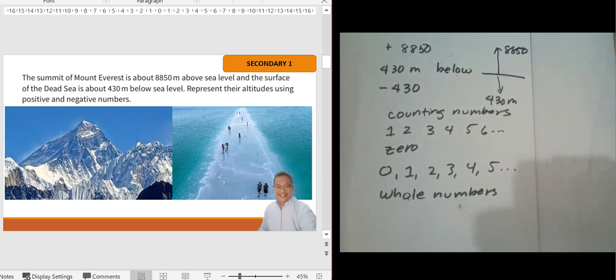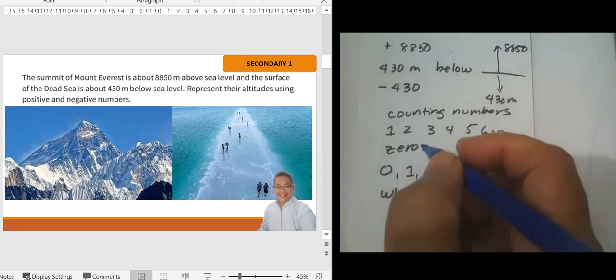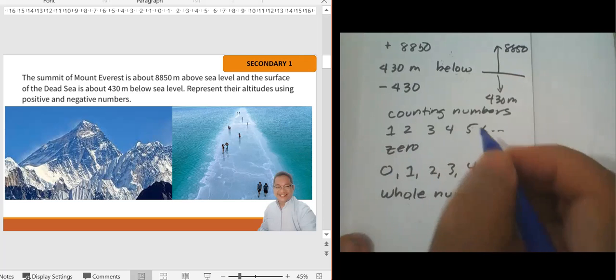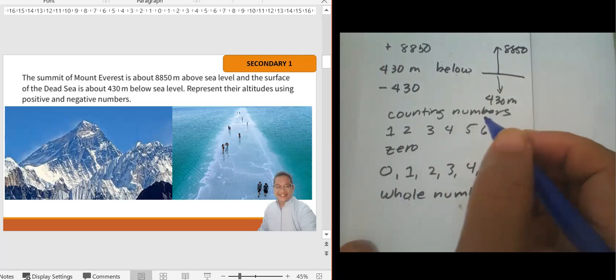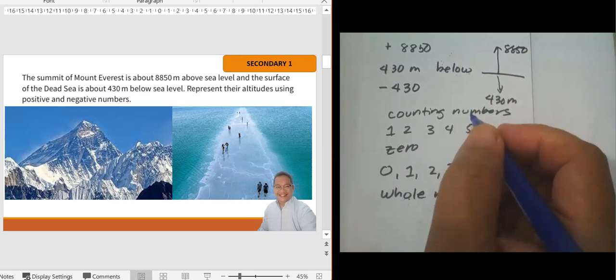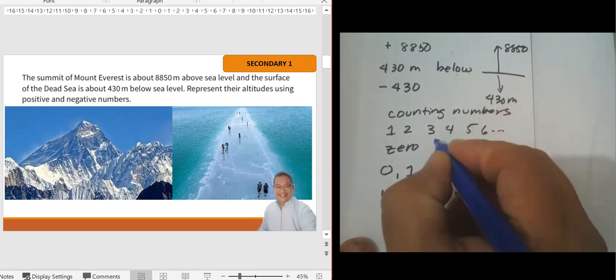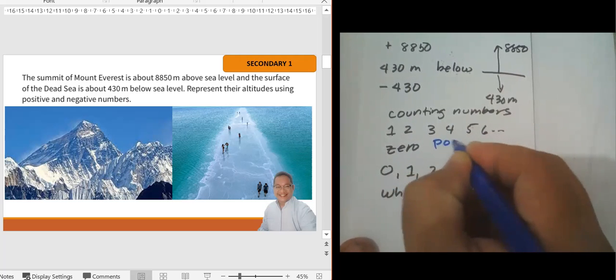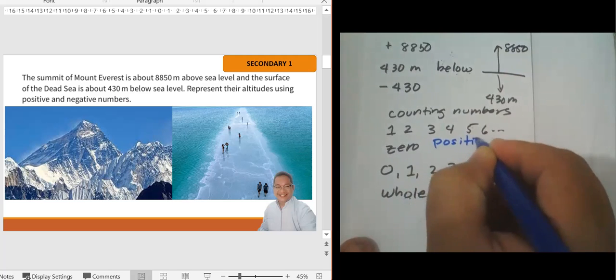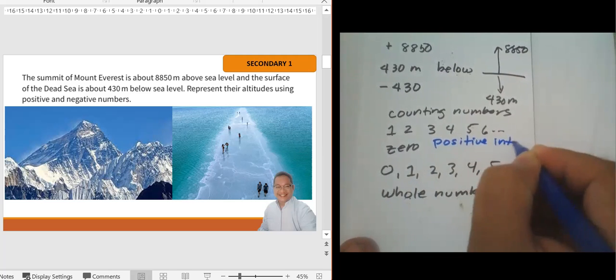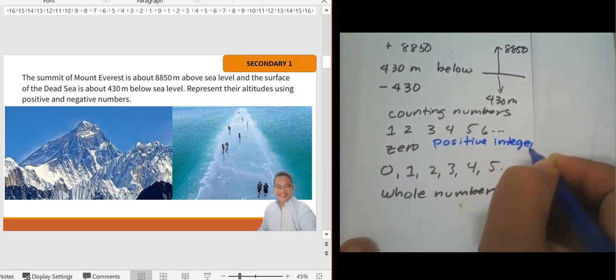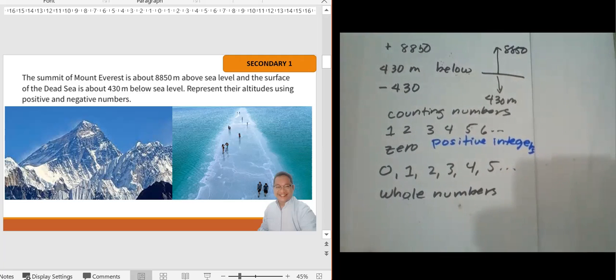Now, the counting numbers have a special name. 1, 2, 3, 4, 5, 6, okay? It is actually a special name, which is positive integers. So they are called positive integers. They're actually called integers, okay?